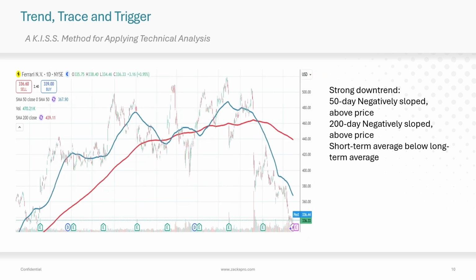Kind of like Ferrari here. You have a 50-day that's negatively sloped that's above the price, a 200-day that's negatively sloped that's above the price, and a short-term average that's well below that long-term average. So this is a very strong downtrend that you're seeing on this particular stock.